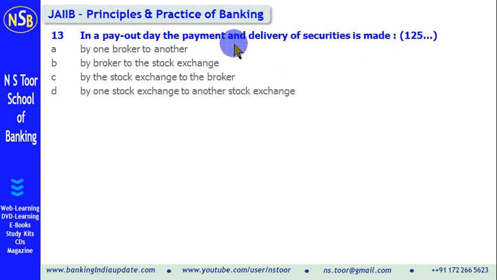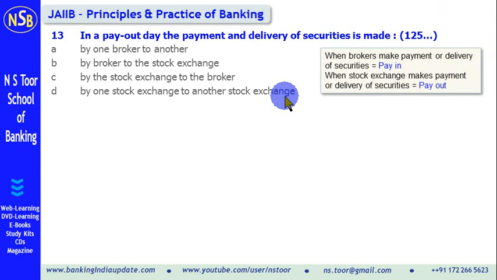So the options are: the delivery and payment is made by one broker to another, by broker to stock exchange, by stock exchange to broker, by one stock exchange to another stock exchange. So first, let us see what is pay in and pay out. Pay in means when brokers make payment or delivery of securities to the stock exchange.